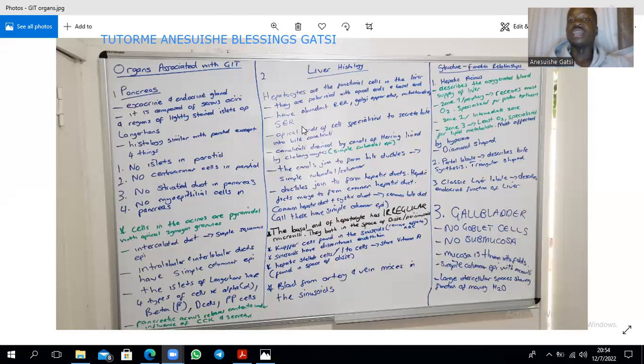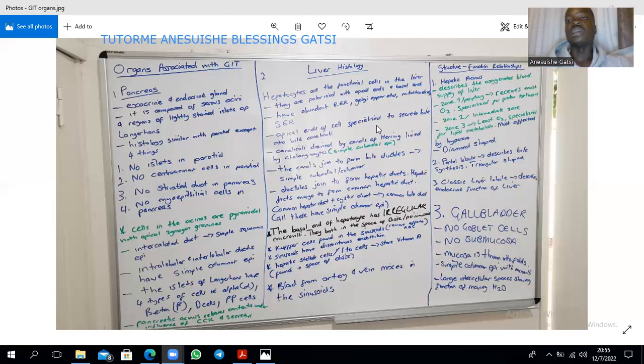They're polarized just like epithelial cells, with an apical end and a basal end. The apical end is specialized for the production of bile, and the basal end does everything. They have abundant rough endoplasmic reticulum, Golgi apparatus, mitochondria, and smooth endoplasmic reticulum as well. The apical ends are specialized to secrete bile to the canaliculi.